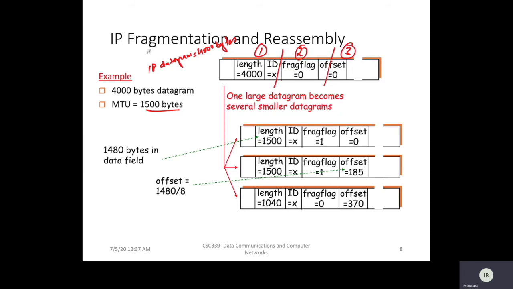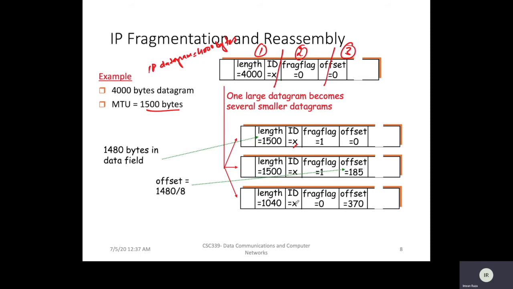And in order to do this IP fragmentation and reassembly, I'll be using these 3 fields: identification, fragment flags, and fragment offset. So the first fragment can be of length 1,500, the maximum length allowed by the MTU of Ethernet, which is 1,500 bytes. And every IP datagram has an identifier, uniquely identified. So I'll copy the identifier of the larger IP datagram into all the smaller fragments.